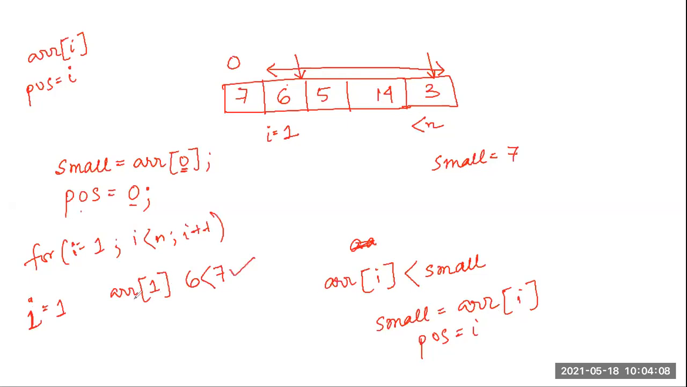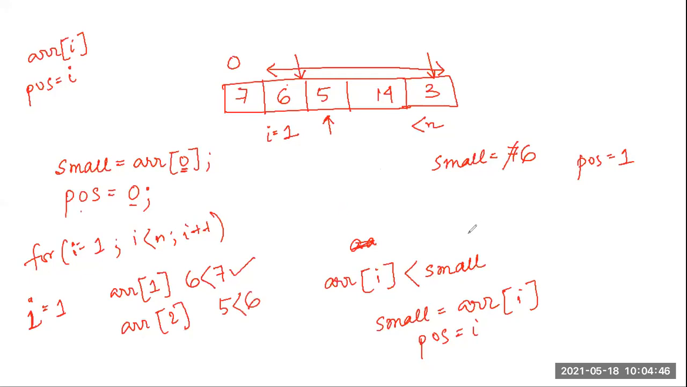If it is less than 7, then small will have the value of that element, that is arr[i], which had the value 6. So small will have the updated value of 6, and pos will have the value of this index, which was 1. Again it will increment, i plus plus. Now my i will be 2 here, so it will check arr[2]. What is there in arr[2]? arr[2] is 5.